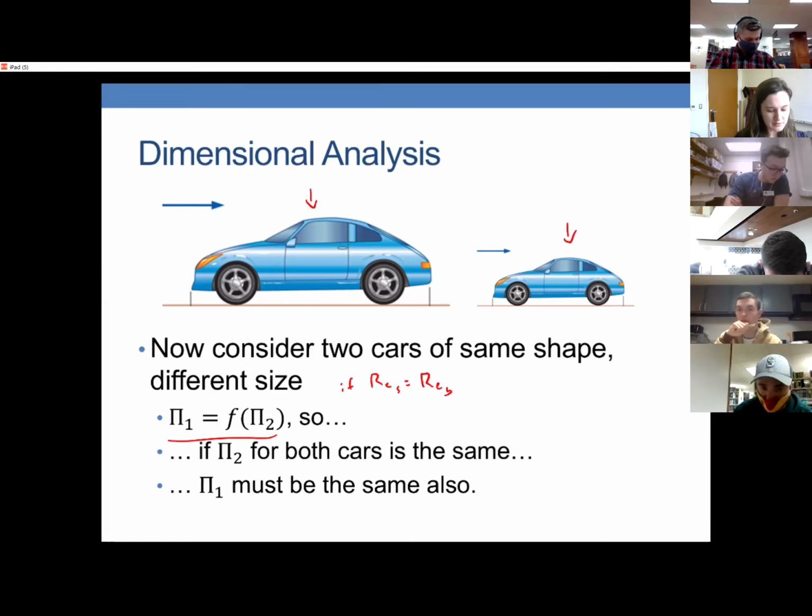Did we write down the two pi's? Did people do that?